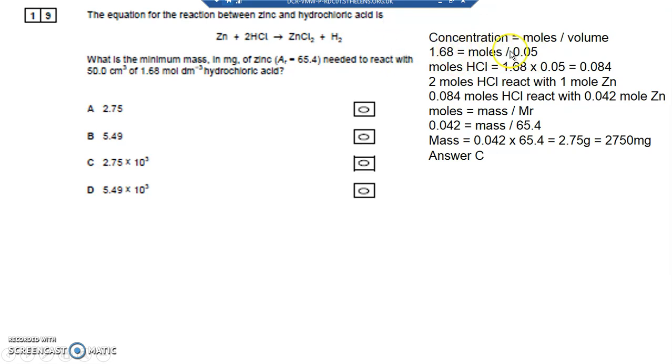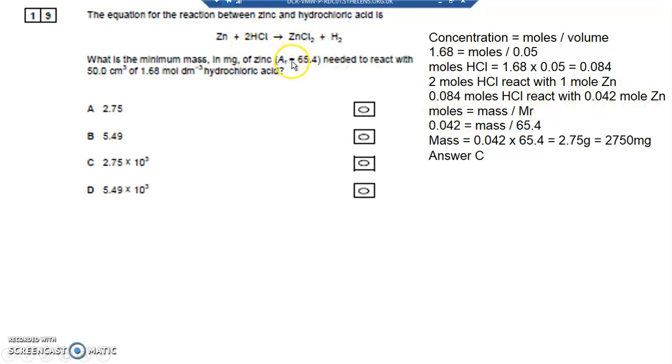So concentration is moles divided by volume. 1.68 is moles divided by 0.05. Moles of HCl, 1.68 multiplied by 0.05, is 0.084. 2 moles of hydrochloric acid react with 1 mole of zinc, so I half that, divided by 2. Then I've got 0.042 moles of zinc.